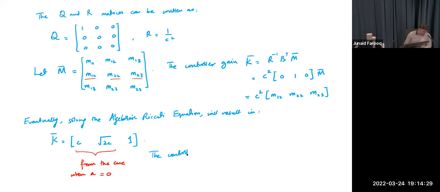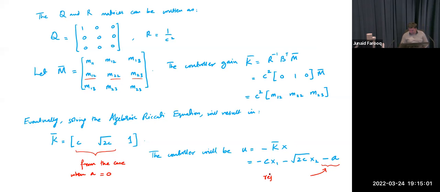So the implication of this is, the controller will be u equals minus K bar x. So if you compute it, that becomes minus C x1 minus square root of 2C x2 and minus A. So here we can see that we are actually rejecting the disturbance. So rejection of constant disturbance.